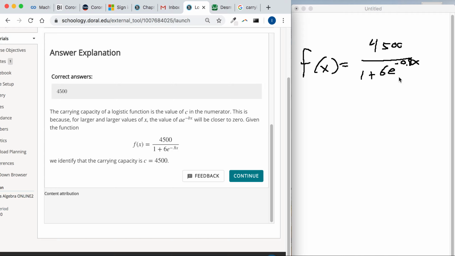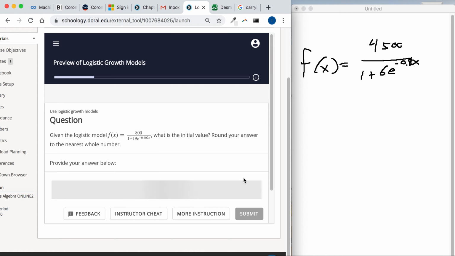Okay, and then you can get that from the bottom. If you think about each term, e to the negative 0.8x power, as x gets bigger, this number keeps getting smaller and smaller. So if you multiply 6 by a really small decimal, it gets close to 0. 1 plus 0 is going to make 1. So the biggest number you can get out of this function is 45,000. Actually, you never reach it. You get infinitely close to it.